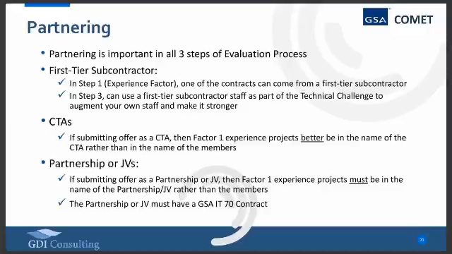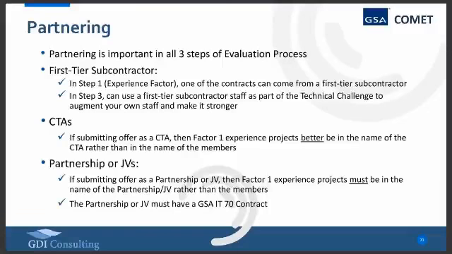Now, if you're going to go partnership or JVs, remember that this is the catch. The Factor 1 experience projects, all of them must be in the name of the partnership, not in the name of the members. So you can't form a newly formed JV or partnership, because then those Factor 1 experience projects will not abide to this requirement. So only older JVs and partnerships who have projects in the name of the JV or partnership can actually participate in this one, in this COMET BPA.